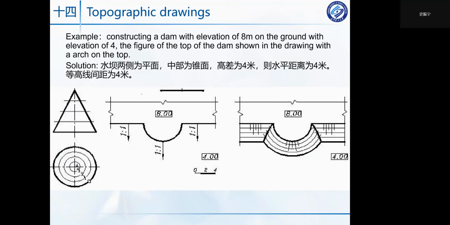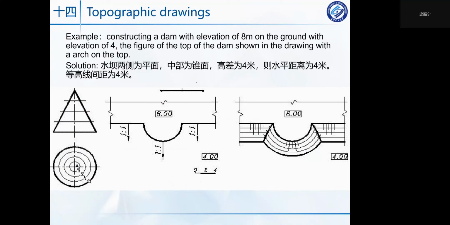So now we have learned about the contour line of a cone. The contour line of a cone is a series of circles with the same center. And now please think about this problem. This is an example. Now we are constructing a dam with an elevation of 8. You can see the top of this dam is 8. Its elevation is 8, and then the ground is 4.